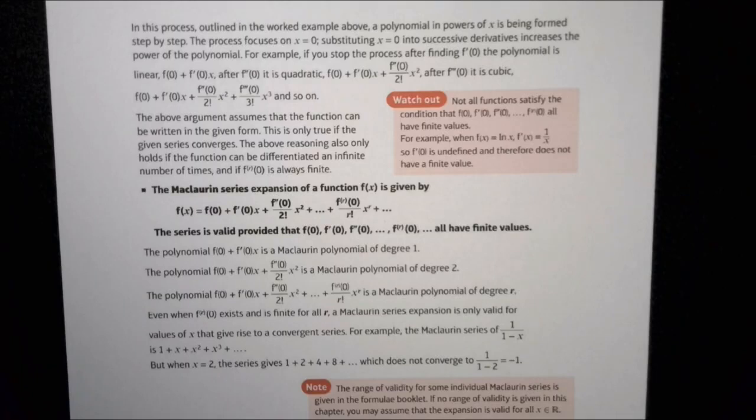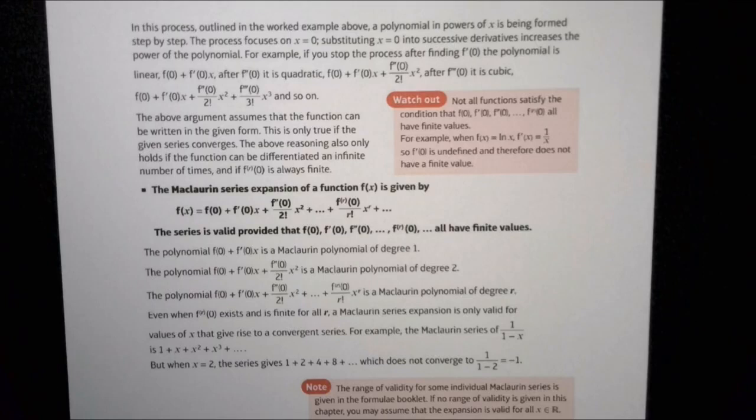What this assumes is that the function can be written in the given form. This is only true if the given series converges. The above reasoning also only holds if the function can be differentiated an infinite number of times and if the rth derivative of f at 0 is always finite. So let's explore this. Not all functions satisfy the condition that f of 0, f dash of 0, f double dash of 0, etc. all have finite values.